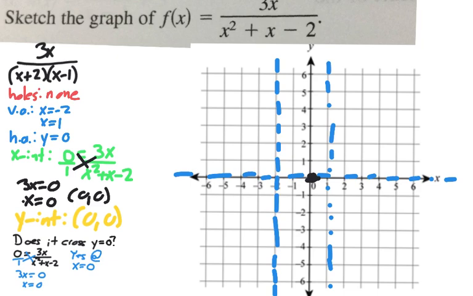Okay, so this is all the information that's given to me from my critical points. So again, not enough to graph it all together, so it gives me a start. Any questions about any part of this before we start plugging in?